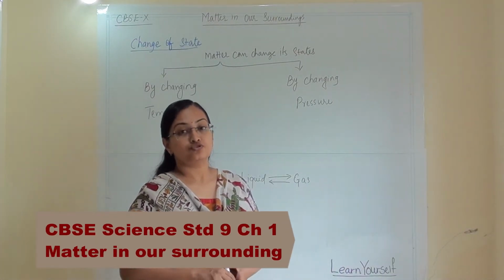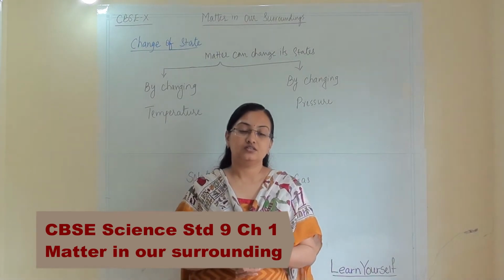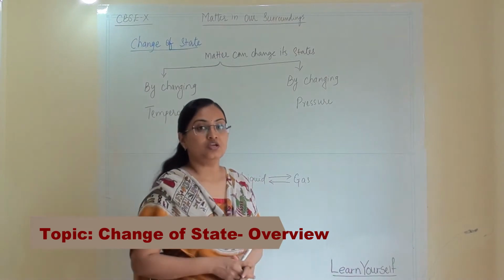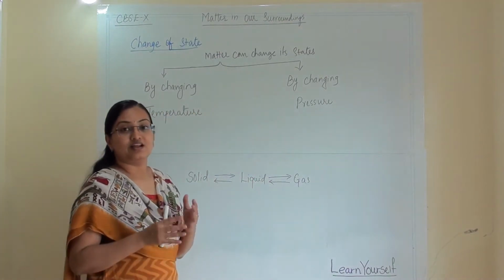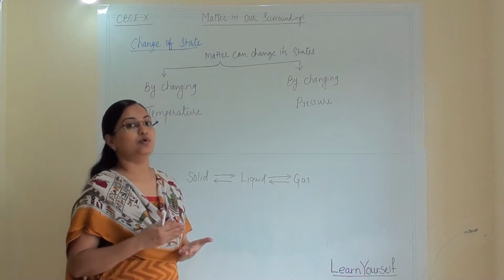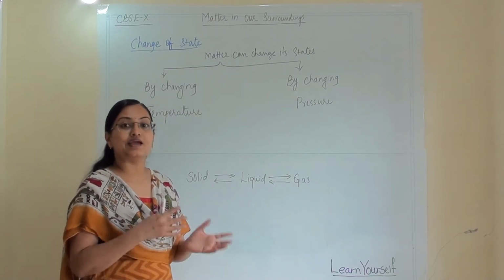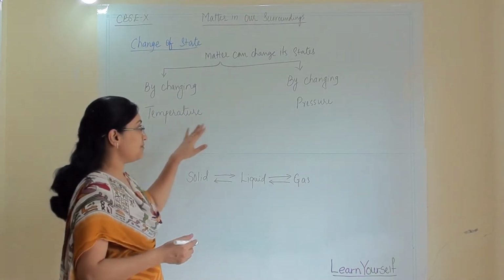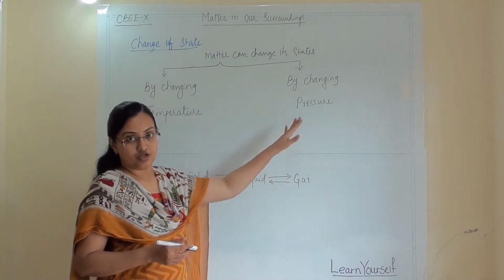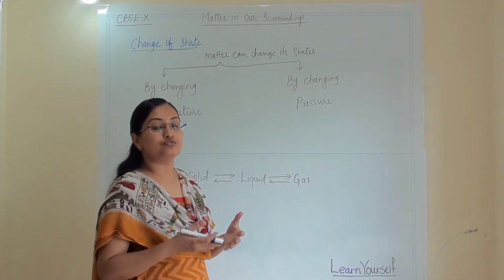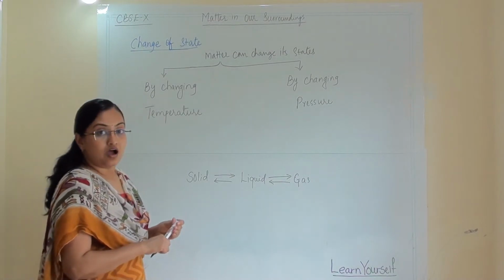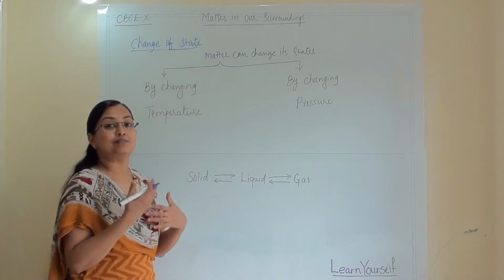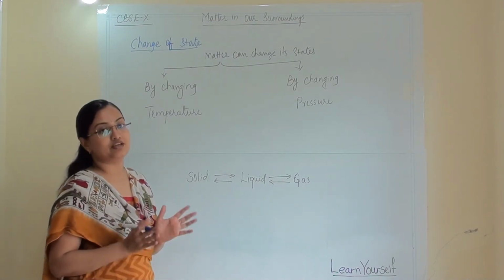Today we are going to talk about change of state. This topic is under CBSE Standard 9 from chapter number 1. So we all know that there are three states of matter: solid, liquid and gas. They all can change into each other by changing temperature and by changing pressure. So in this video we are going to discuss how one state can convert into another by the application of heat or by the application of pressure.